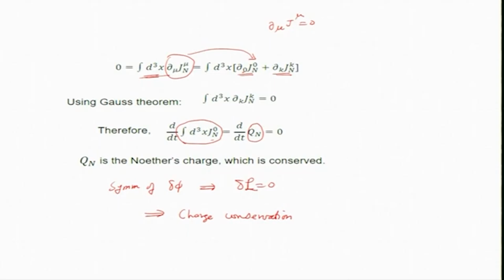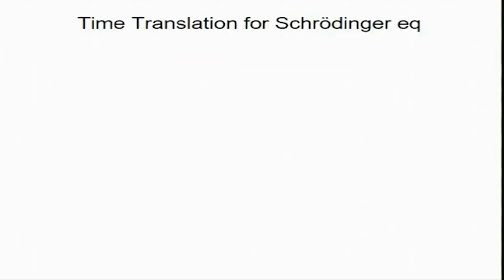Okay, clear? So let us do some examples. I will give 4 examples. So, time translation for the Schrodinger equation. We can do it for the Dirac equation and for Klein-Gordon, but let us illustrate with the Schrodinger equation. So I give you the Lagrangian of the Schrodinger equation. That was the motivation why we were deriving the Lagrangian for the Schrodinger equation.